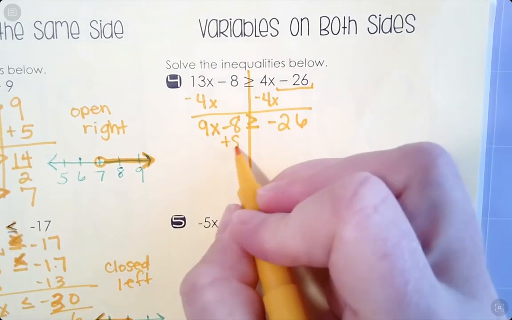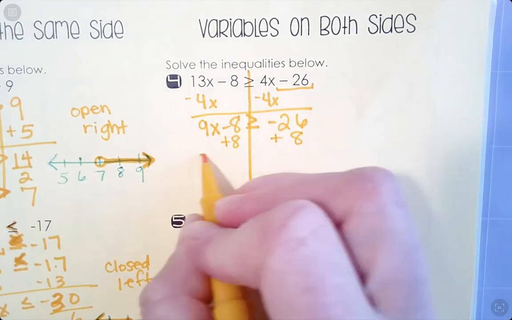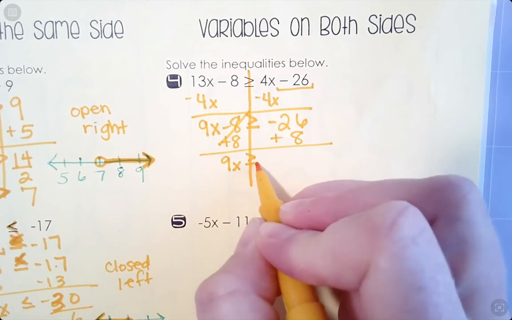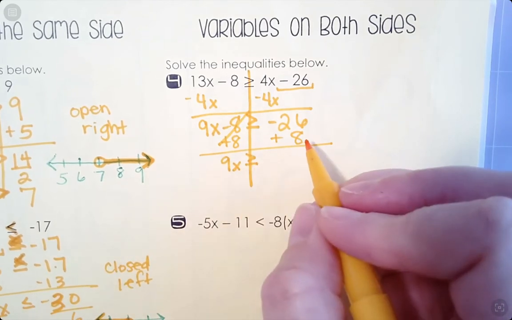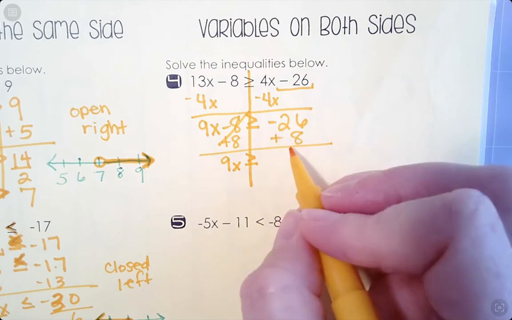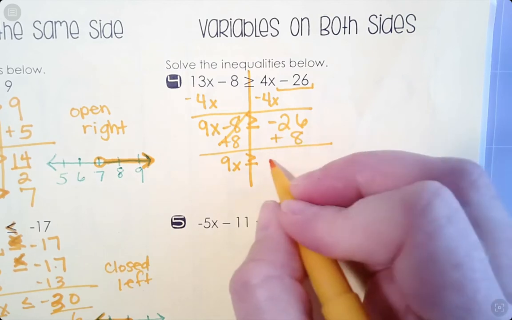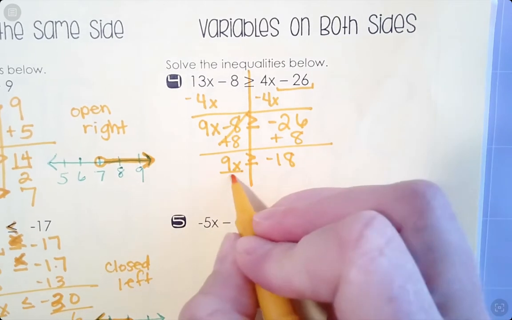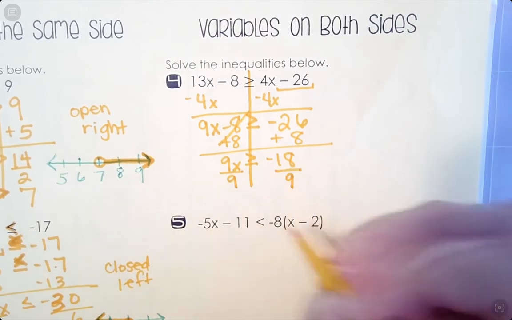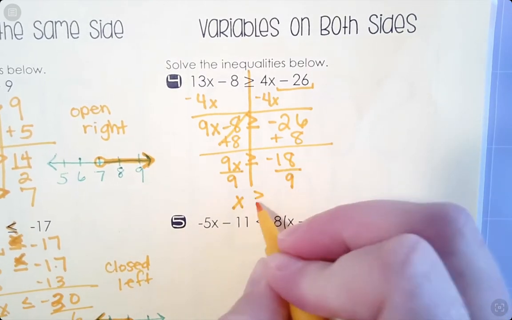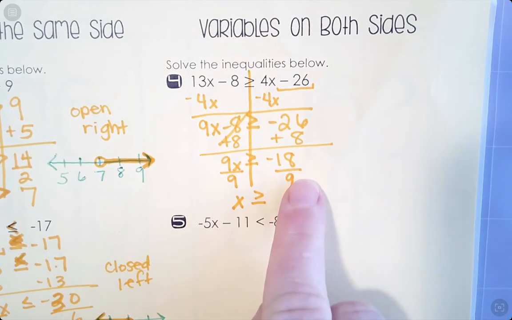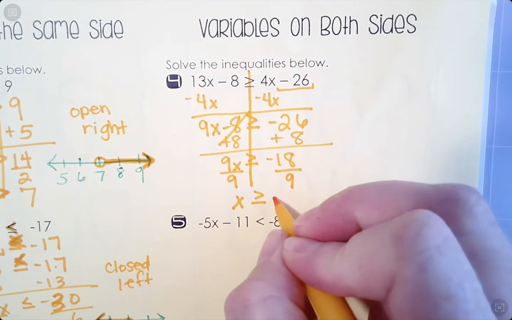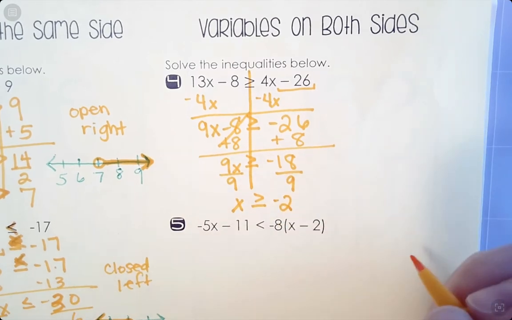We're going to add 8 to both sides. We have 9x greater than or equal to negative 26 plus 8, which would be negative 18. Divide by 9. So x is greater than or equal to. So see how we're dividing by a positive number, so we don't need to switch the sign. And our solution is negative 2.